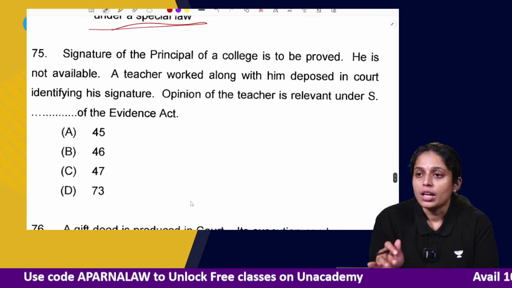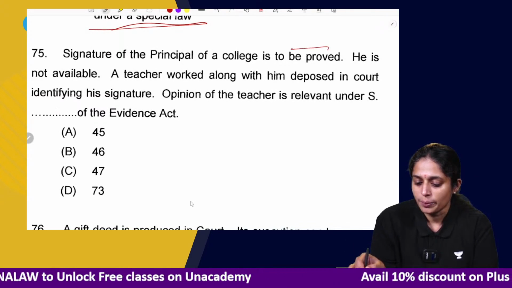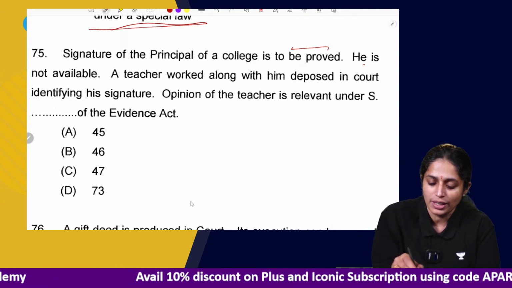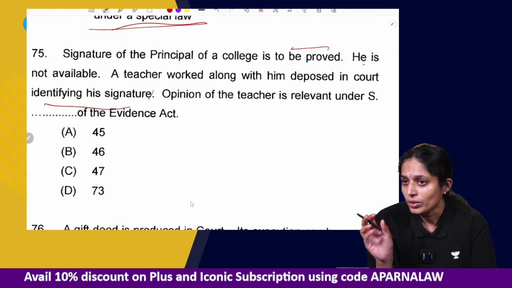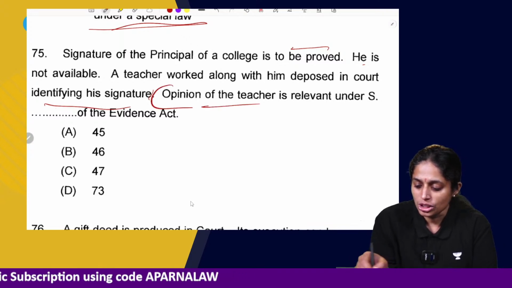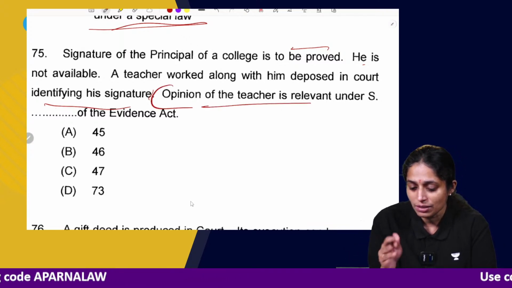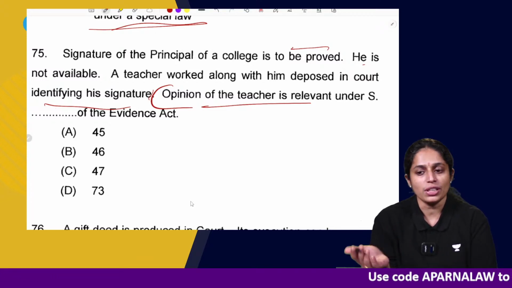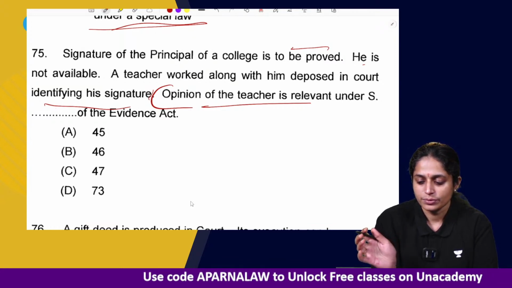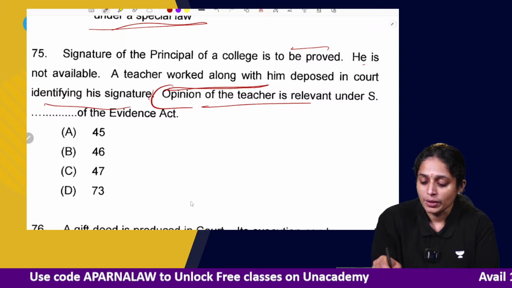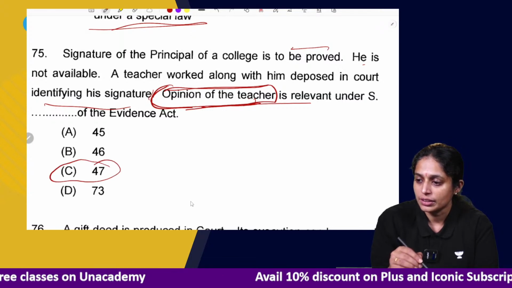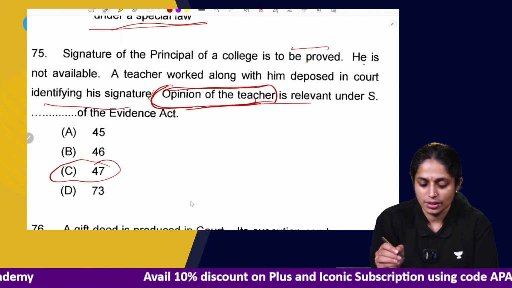75th question. Signature of the principal of a college is to be proved. He is not available. A teacher who worked along with him deposed in court identifying his signature. So one who is acquainted with the handwriting of that person came and deposed. So whether such opinion of the teacher is relevant or not. If it is relevant, under which section? Section 45, section 46, section 47 and 73. Here they are asking about the opinion of the person. That's why it is relevant under section 47. C is the correct answer.